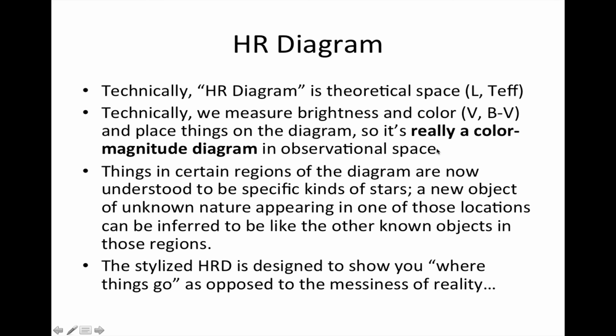So an HR diagram really is something called a color magnitude diagram. It's got the color on the x-axis and the magnitude on the y-axis. And because of all the work that has been invested in understanding the astrophysics that is encompassed in an HR diagram, we as a society, we as researchers know that things in certain regions of the diagram are now known to be very specific kinds of stars.